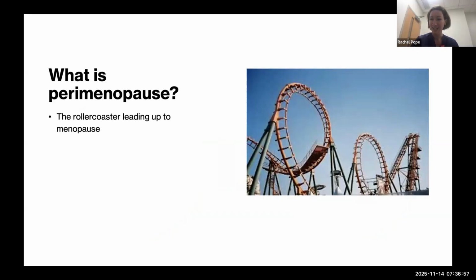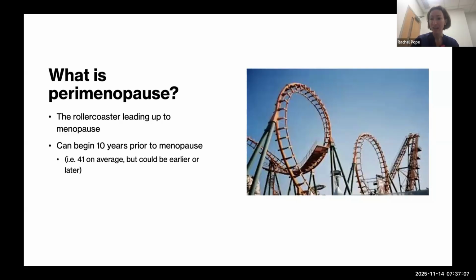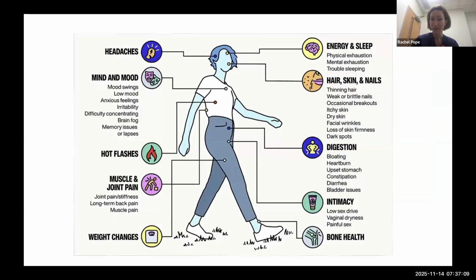There are these ups and downs, these increases and plummets, unless you're on something like a hormonal birth control pill or something that is suppressing ovulation. Like I mentioned, it can start as early as 10 years prior, and we see estrogen and progesterone fluctuations affecting every organ system. We have estrogen receptors really from head to toe.